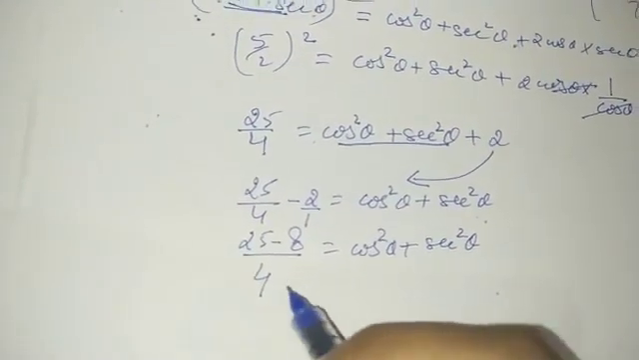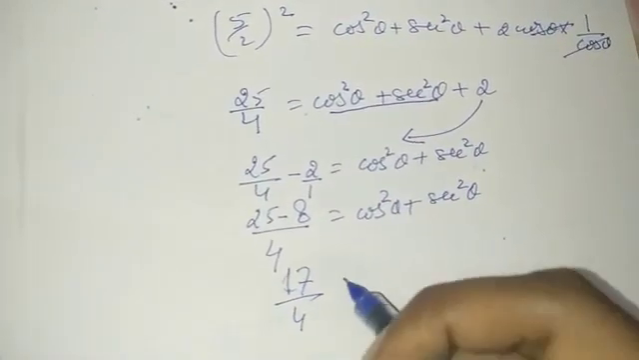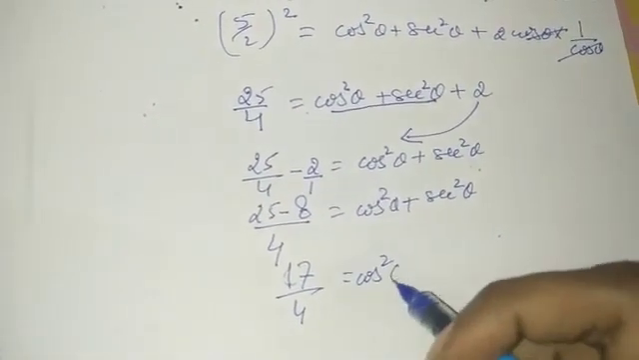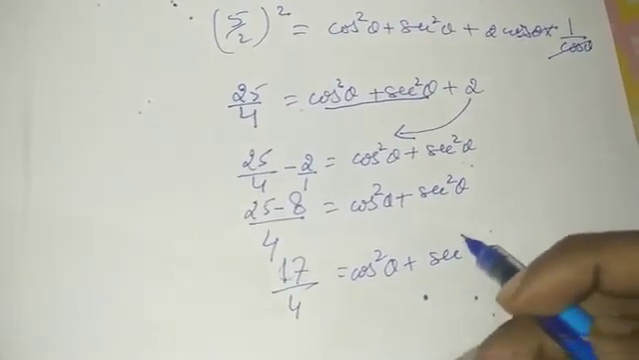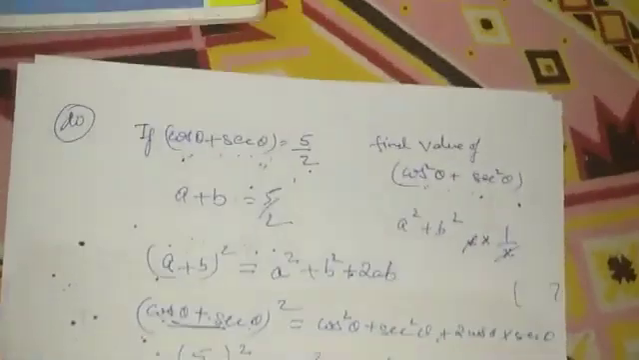So last step will be 25 minus 8. That will give us 17 upon 4, which will be equal to cos square theta plus sec square theta. All right. Any problem, children?